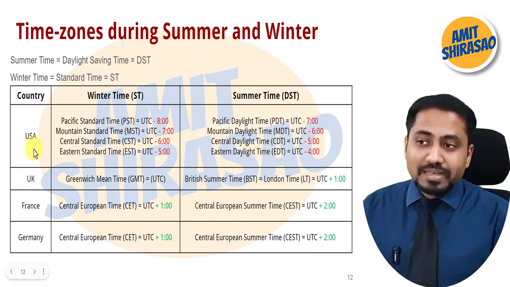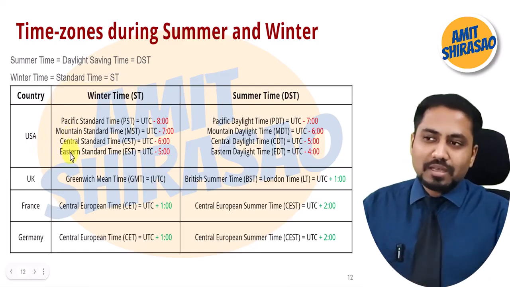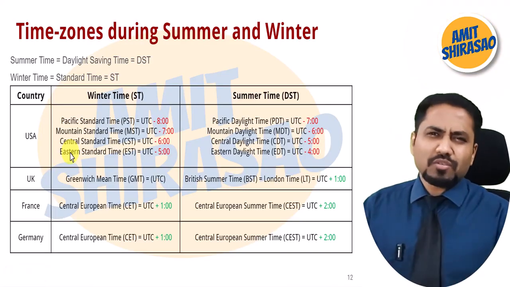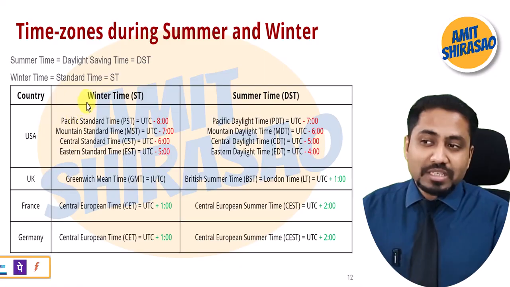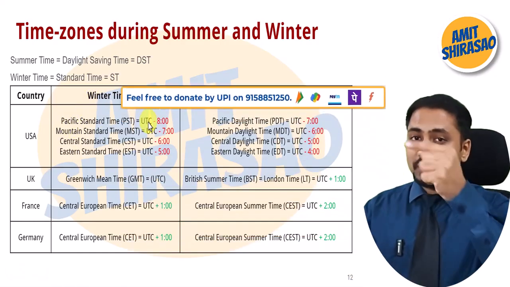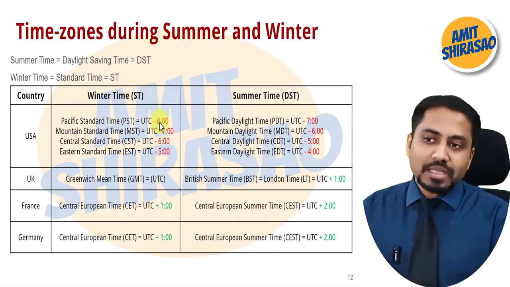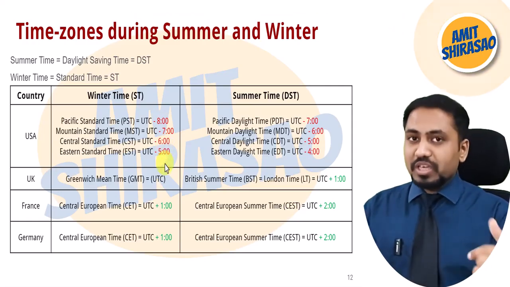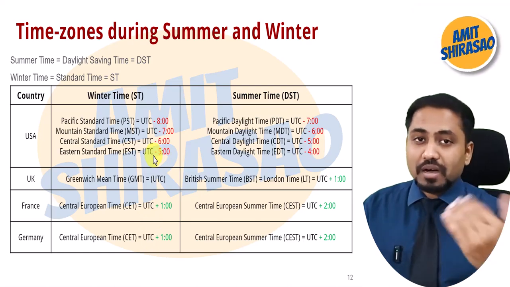If it's a US client, then they can follow either of these four time zones. There are many other time zones. US has 11 time zones, but you don't need to remember all of them. The mainland of the US has only these four time zones. So during the winter time, they will be following these time zones. It is UTC, that is the Universal Time Coordinated, that is the GMT, minus 8 hours, 7 hours, 6 hours, or 5 hours. Okay, we in India follow UTC plus 5.5.